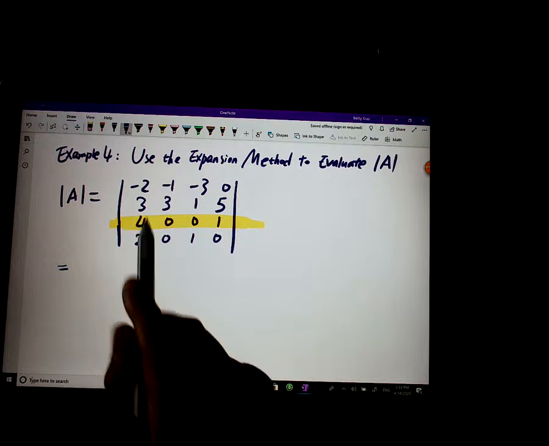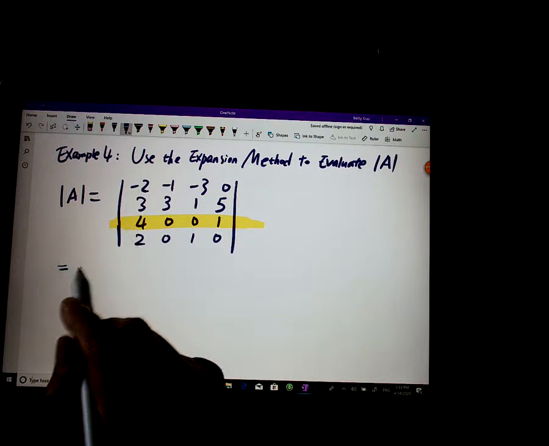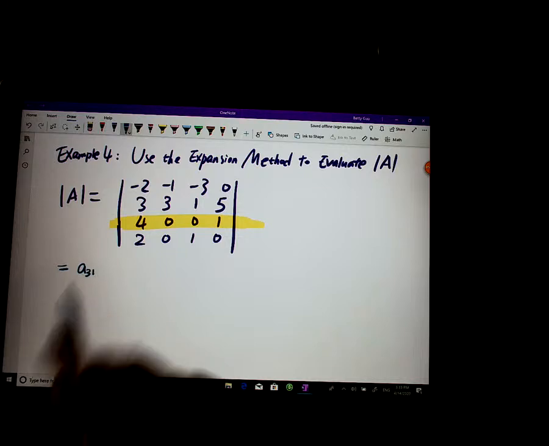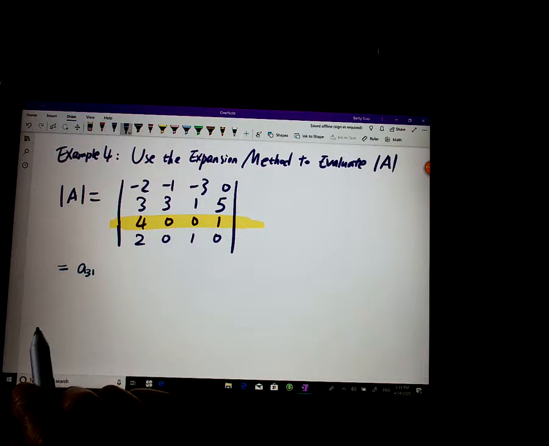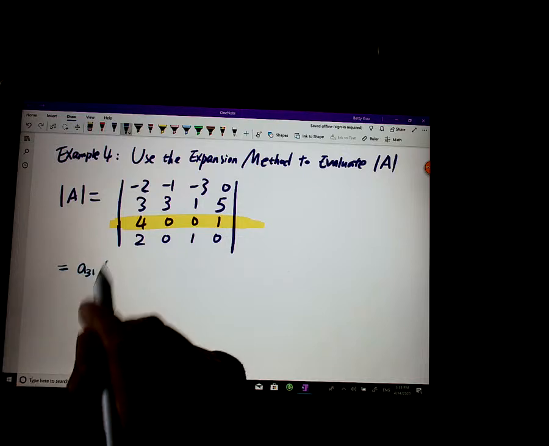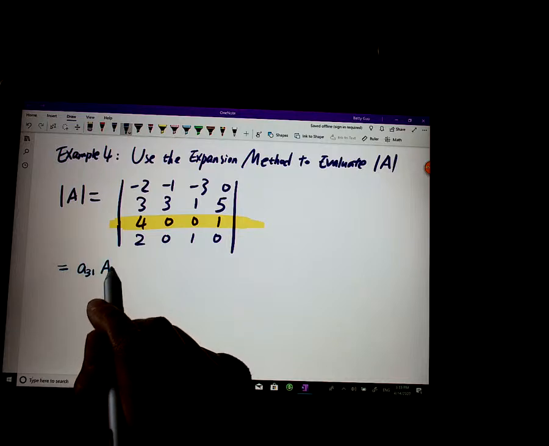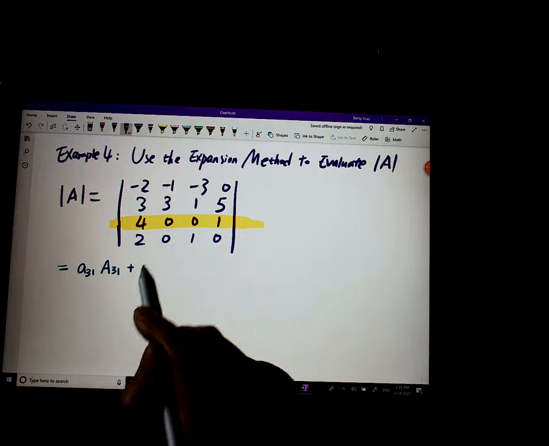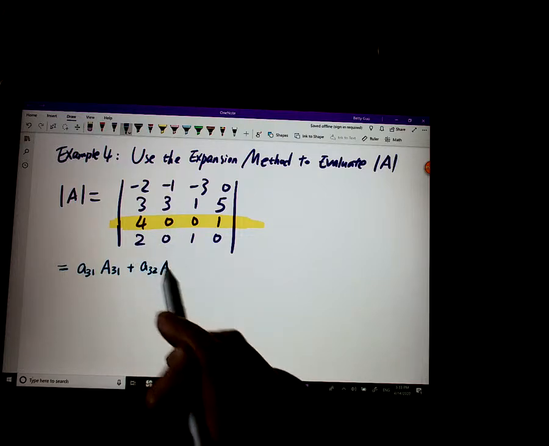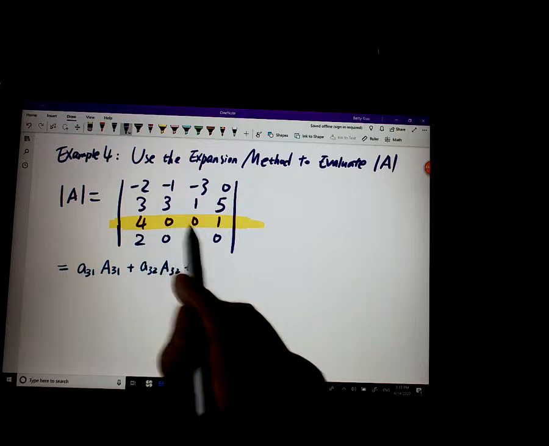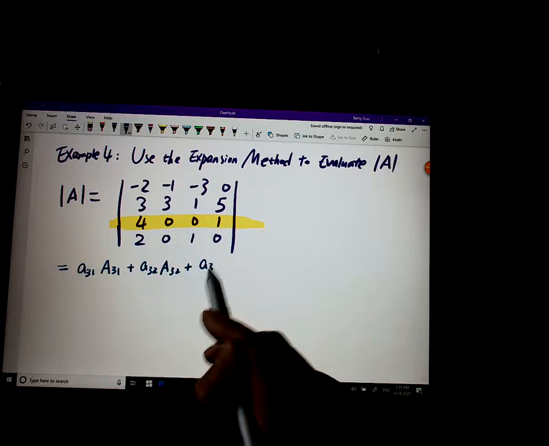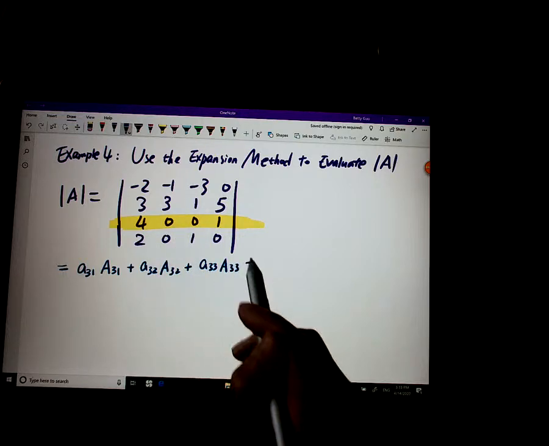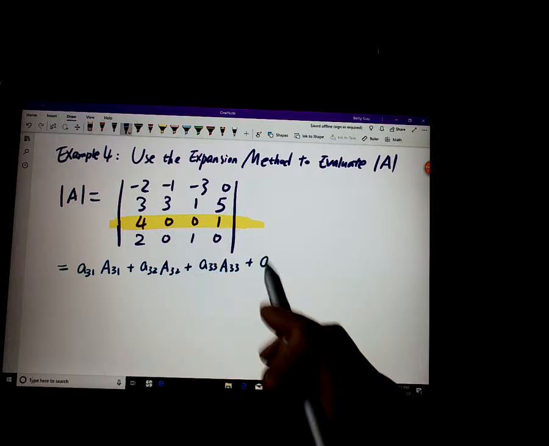The first entry 4 is in row 3, column 1, so that is a sub 3,1. Multiplied by its cofactor, capital letter A, 3,1. Then 0, row 3, column 2, so a 3,2 times A 3,2. This is 0, 3,3. This is 3,4.